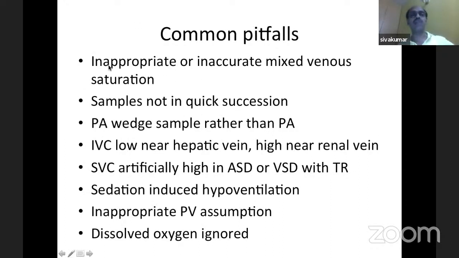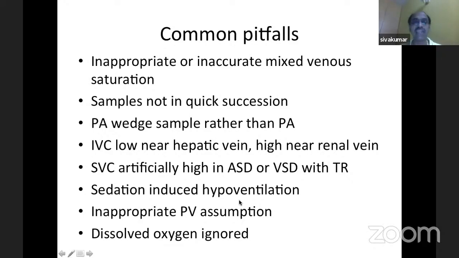Some common pitfalls: inappropriate and inaccurate mixed venous saturation. If you are not taking the samples in quick succession, then there is going to be a problem. A PA wedge sample is taken instead of PA. PA wedge will be much higher, so that will introduce error. IVC, if it is taken very close to the hepatic vein, may be low if the patient is postprandial and may be high if the patient is preprandial. It will always be very high if it is near a renal vein. Similarly, the superior vena cava can be artificially high in a patient with ASD or VSD with severe tricuspid regurgitation. So in those patients, you have to take it at high SVC.